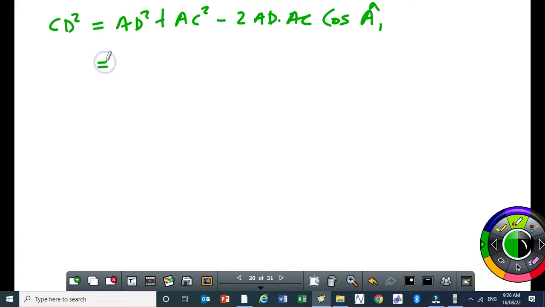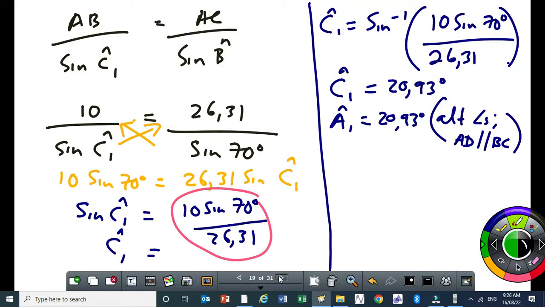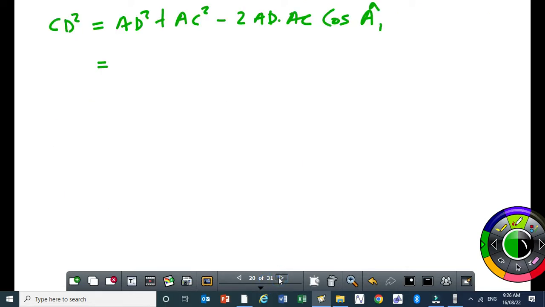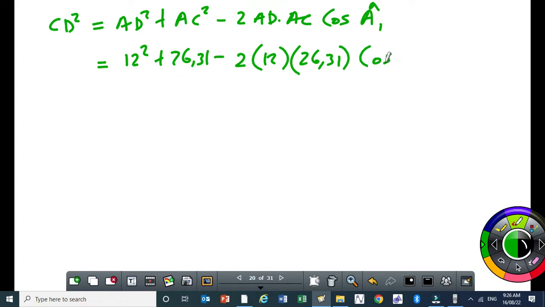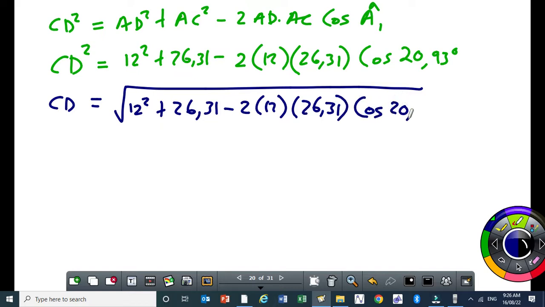Then let's carry on. What is AD equal to? AD is 12 and AC is 26,31. So that's 12 squared plus 26,31 squared minus 2 times 12 times 26,31 times the cosine of 20,93 degrees. This is CD squared. Then our CD equals the square root of everything there. Well, I'll just write it as 12 squared plus 26.31 squared minus 2 times 12 times 26.31 cosine of 20.92.